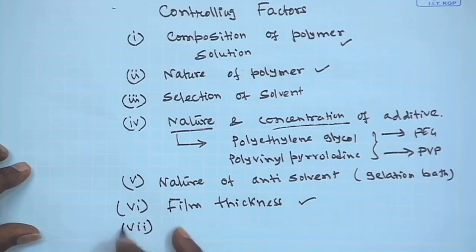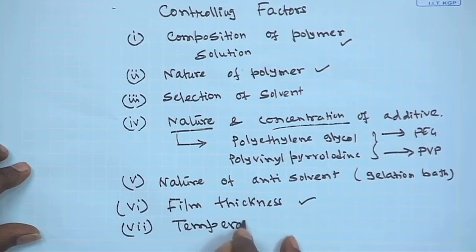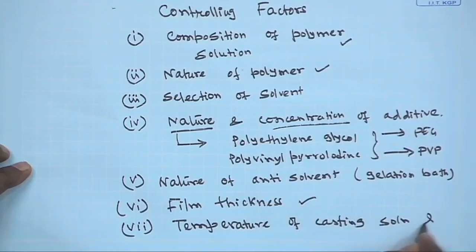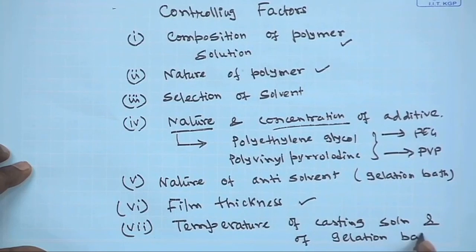Then next one is the temperature of the casting solution, as well as the temperature of the gelation bath. As we have already discussed earlier, temperature is one of the controlling factors to alter the gradient of chemical potential. So, if you alter the temperature of the casting film or the gelation bath, that will really control the demixing process of solvent and non-solvent, resulting in a particular pore size of the membrane. So, that will complete the membrane casting process and the basic fundamentals behind any separation process.